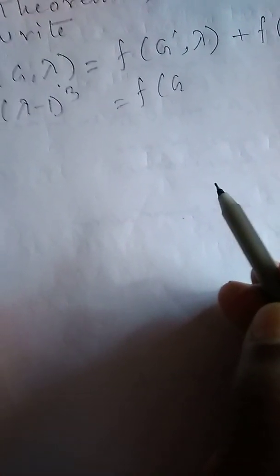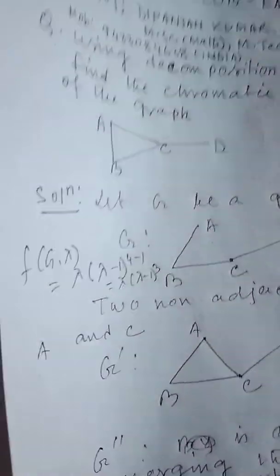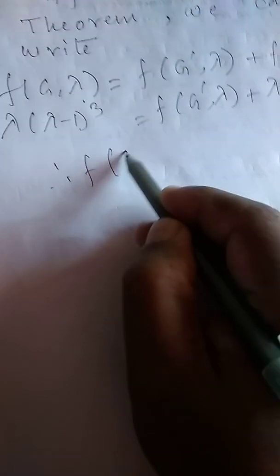Now just putting the value, f g lambda is equal to lambda into lambda minus 1 to the power 3, which is equal to f g dash lambda plus lambda into lambda minus 1 whole square. Therefore, f g dash lambda is equal to lambda into lambda minus 1 whole cube minus lambda into lambda minus 1 whole square. Be careful, whole square.